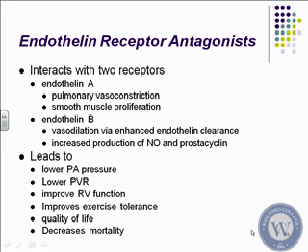You also have endothelin receptor antagonists. They basically bind to two receptors, endothelin A and endothelin B. Endothelin A causes pulmonary vasoconstriction and smooth muscle proliferation. Endothelin B causes vasodilation via enhanced endothelin clearance and increased production of nitric oxide and prostacyclin. When you give these antagonists, it improves your PA pressures, lowers your PVR, improves your RV function, and improves the quality of life. And it appears to be decreasing the mortality rate.